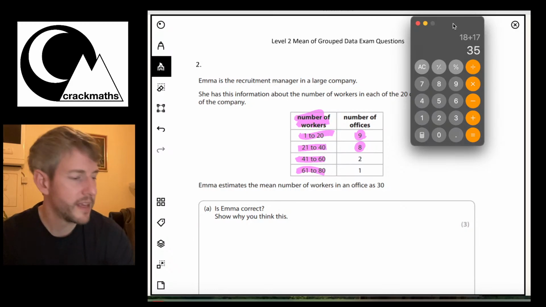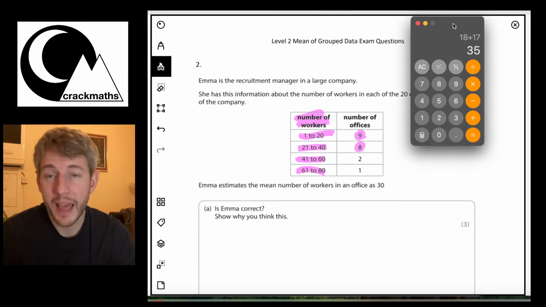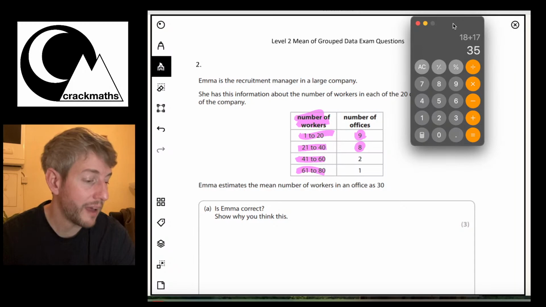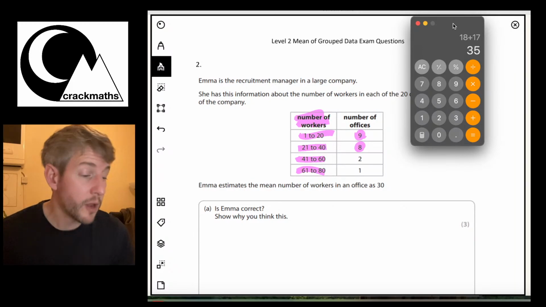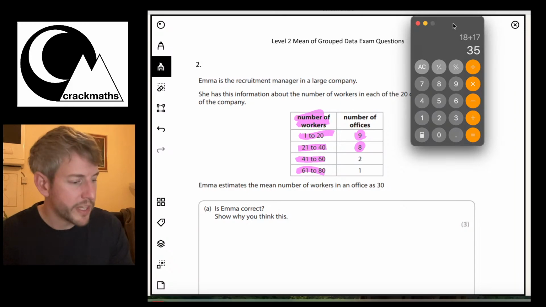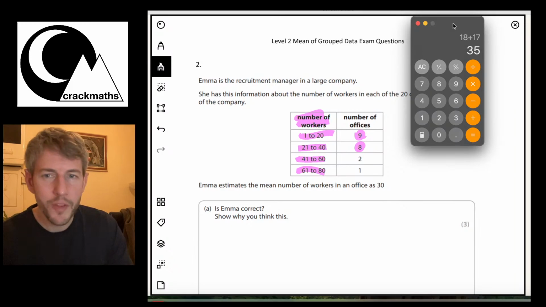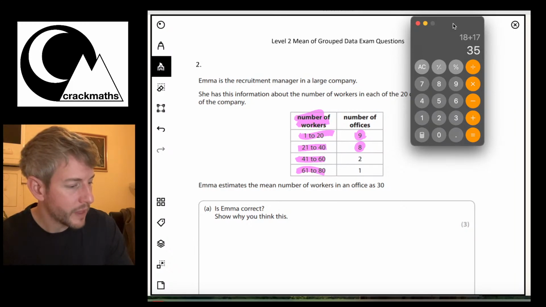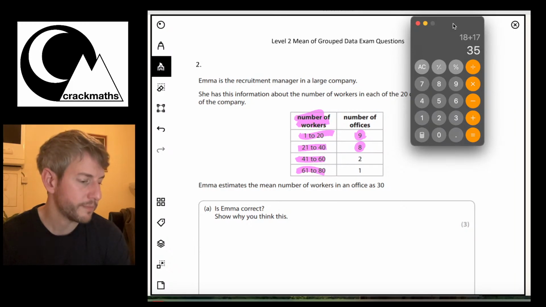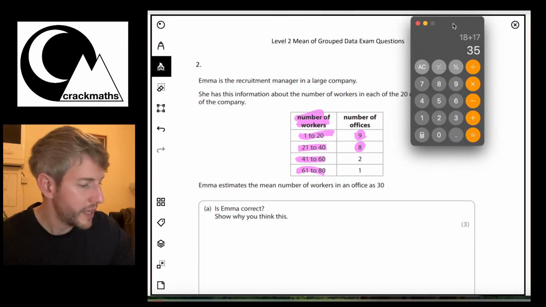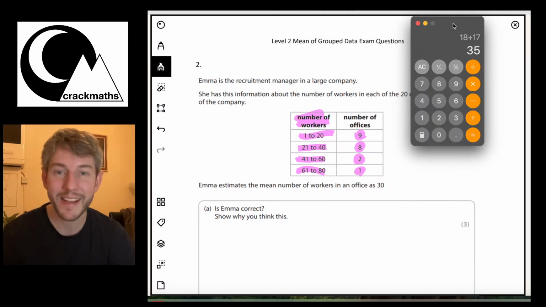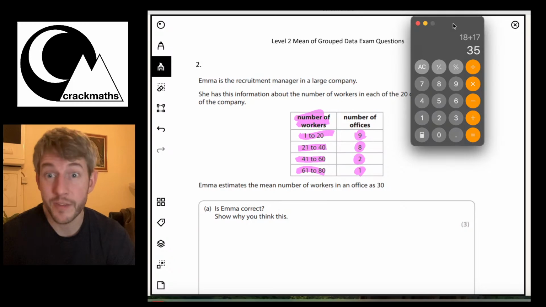And so what that means here is we could know that they might have 23 workers, they might have 27 workers, they might have 39 workers. Whatever it is though, these 8 offices all have between 21 to 40 workers. Right, the next one here that we've got, 41 to 60 workers, and there's only 2 offices with that. And then this last one here, we have got between 61 to 80 workers in each of these offices.